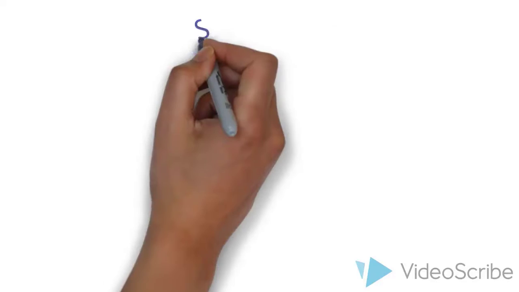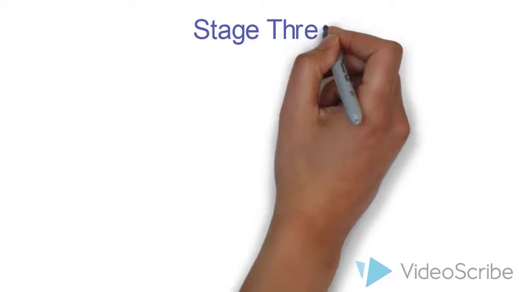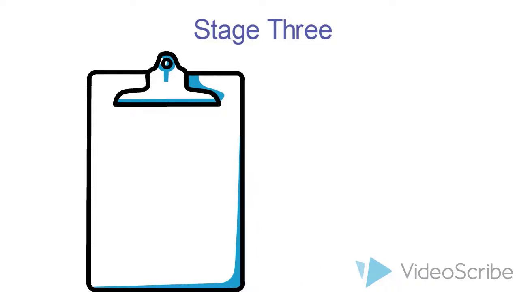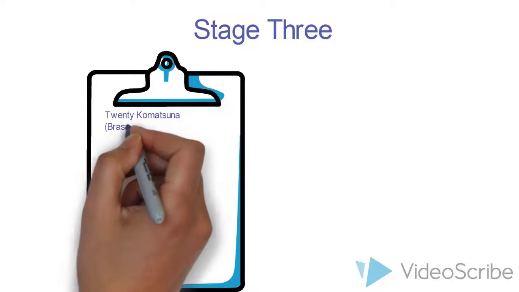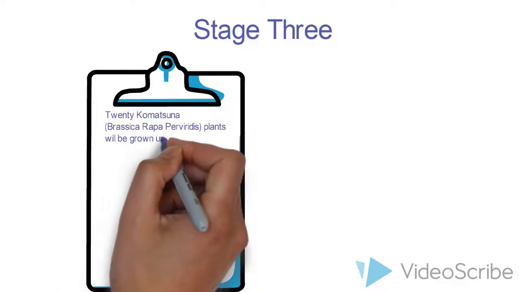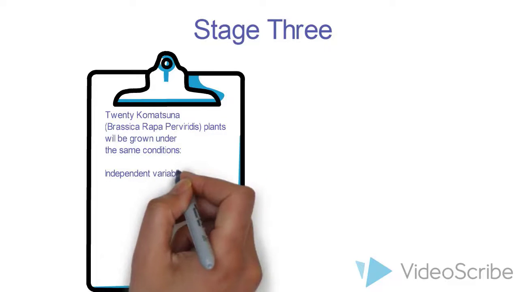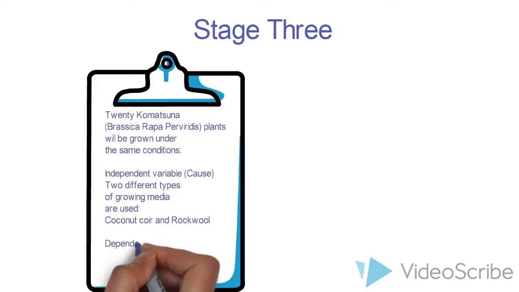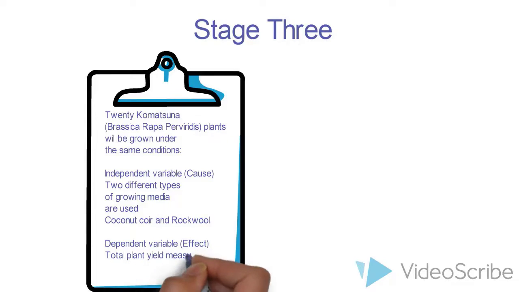So moving on to stage 3, how are we going to find out? How are we going to fill this gap? So this is where we'll go through. We're going to plant 20 Kamatsuna plants. They'll be grown under the same conditions. Our independent variables are our 2 types of growing media. So our coconut starter or our rock wool starter.